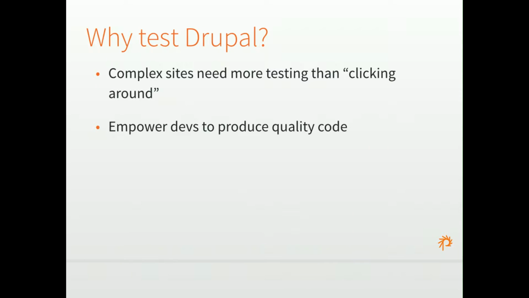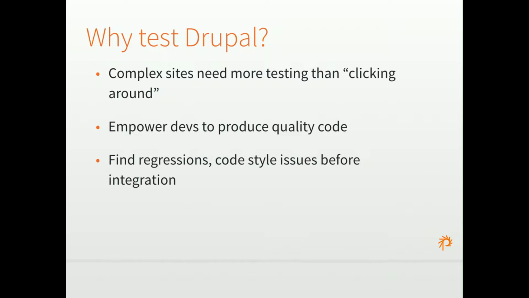And so having better resources to test Drupal really is a way to empower developers to produce better quality code and make the development iteration cycle tighter and more efficient. It also allows you to find regressions and code style issues before you've committed the code and before other people are maybe seeing those issues. So it allows developers to take more accountability and responsibility for the work that they're doing, knowing that once they push it out and it's integrated, it has a higher chance of not introducing problems or having to come back to you and fix problems later.